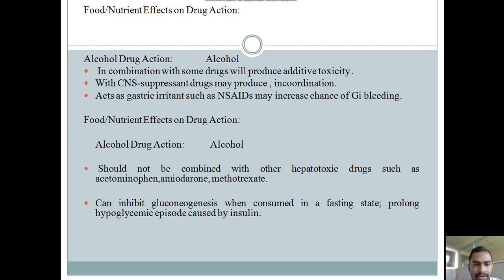We may say alcohol. Alcohol in combination with some drugs will produce additive toxicity. Second, with CNS suppression drugs it may produce incoordination. And it acts as a gastric irritant, such as with NSAIDs, and may increase the chance of gastrointestinal bleeding. Alcohol should not be combined with other hepatotoxic drugs such as acetaminophen, amiodarone and methotrexate. We have to remember this point. It can also inhibit gluconeogenesis when consumed in a fasting state, and it prolongs hypoglycemic episodes caused by insulin.